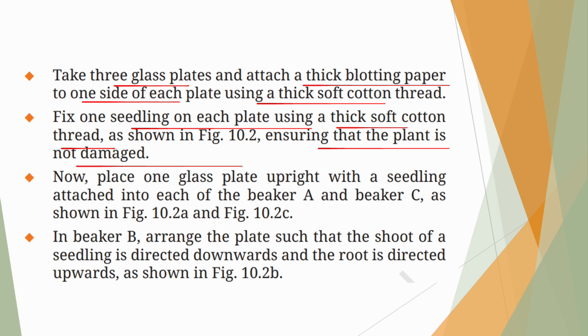Now place one glass plate upright with a seedling attached into each of beaker A and beaker C. In beaker B, arrange the plate in such a way that the shoot of the seedling is directed downwards and the root is directed upwards.